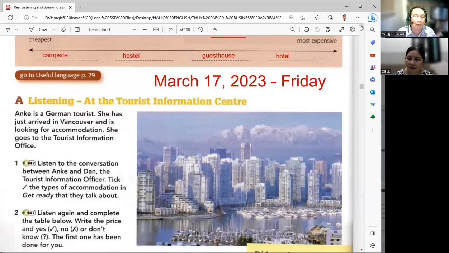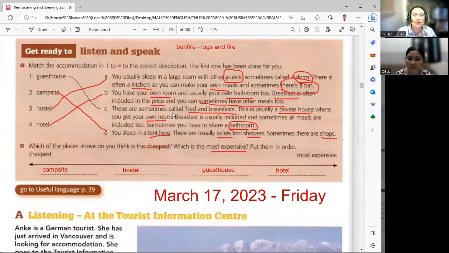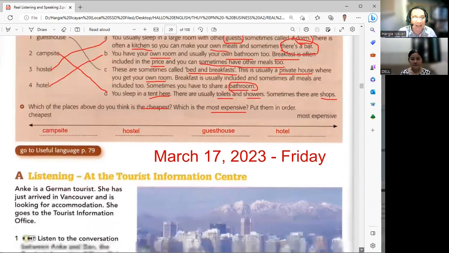Before we continue with our lesson, let's have a recap first of our words that we have here. We already understood what a guest house, a campsite, a hostel, and a hotel are. We put them in order from the cheapest to the most expensive one, and we already gave our opinion on why one would be the cheapest and why another would be the most expensive. So let's start now.